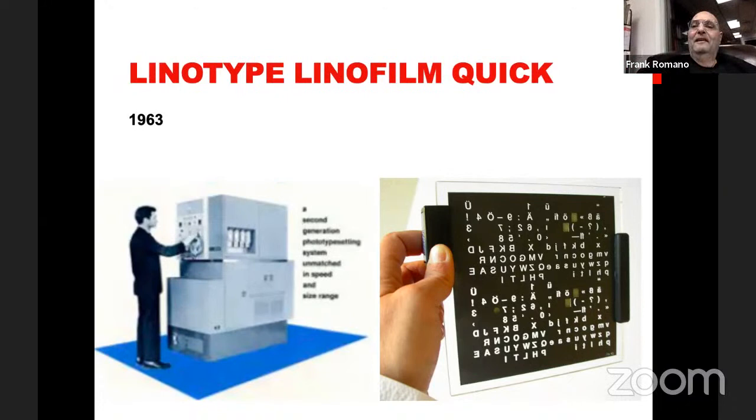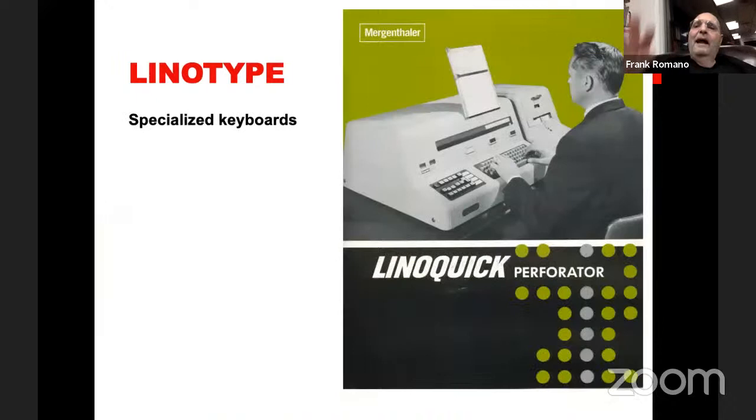It didn't do well either. Now, all of these machines required specialized keyboards. And what's interesting to me is this is a very important area in terms of how women got into the printing industry. Before that, it was really male dominated in every way. By the way, if you get a chance, read Briar Leavitt's recent book about this subject.